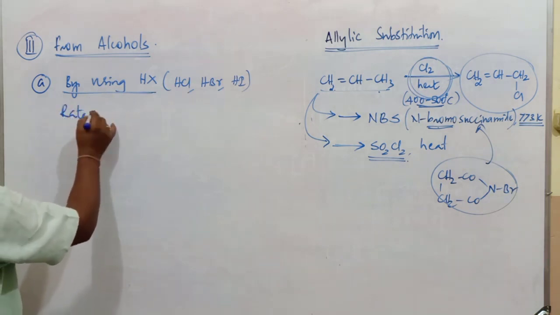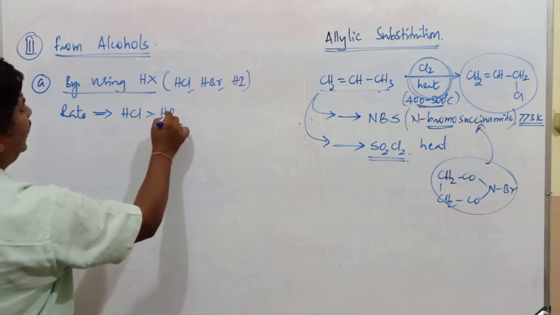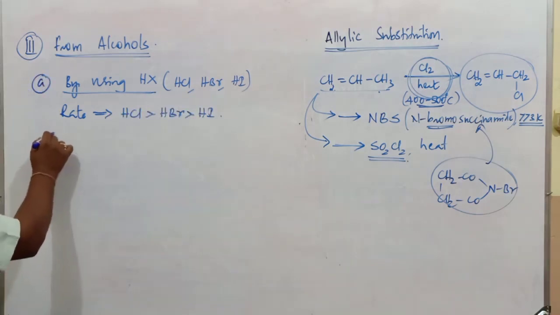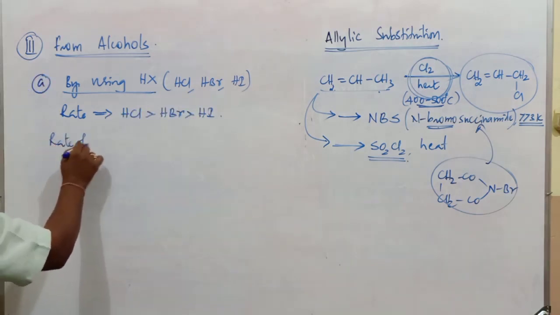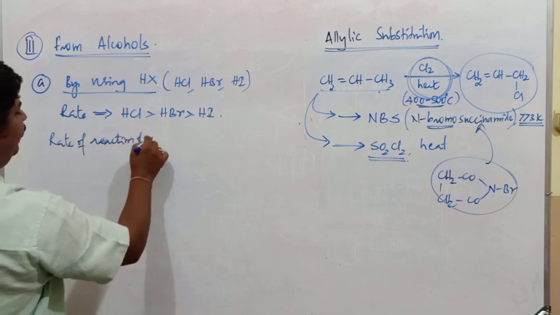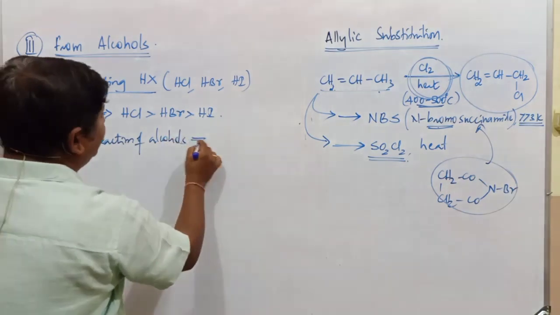The rate of the corresponding reaction is HCl more than HBr, which is more than HI. Then the rate of reaction with respect to alcohols: which alcohol is going to be more reactive in nature?